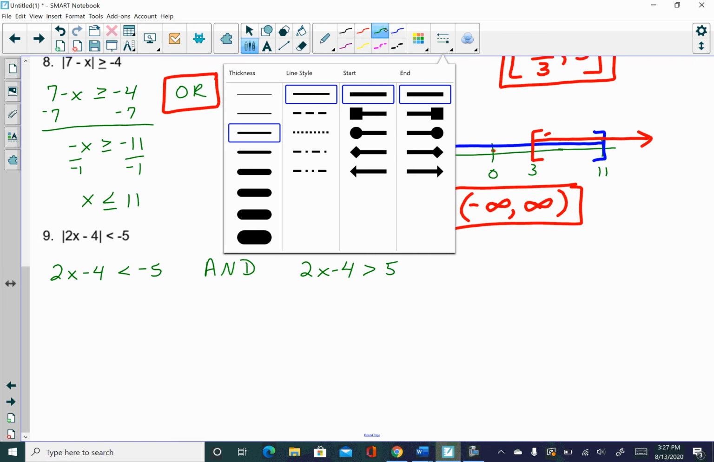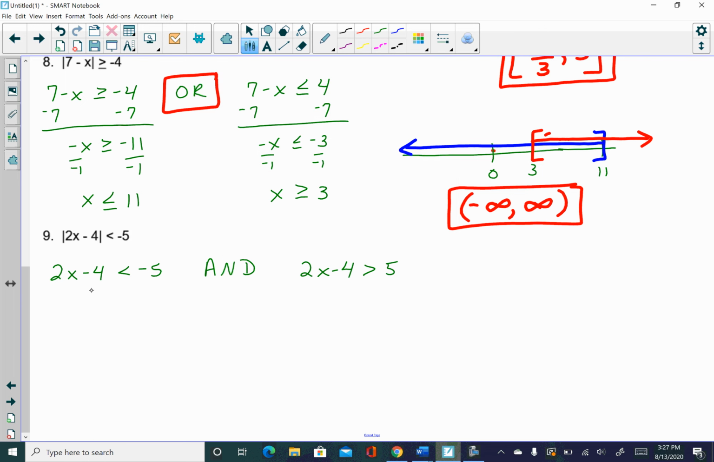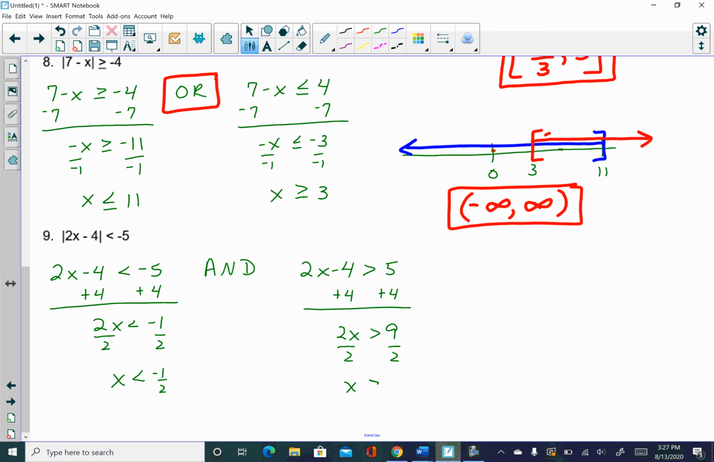Okay, so now I would add 4 to both sides. 2x is less than negative 1. You're dividing by a positive 2, so you do not need to change that inequality sign. You get negative 1/2. Add 4 over here. 2x is greater than 9. Divide by 2. So x is greater than 9/2.